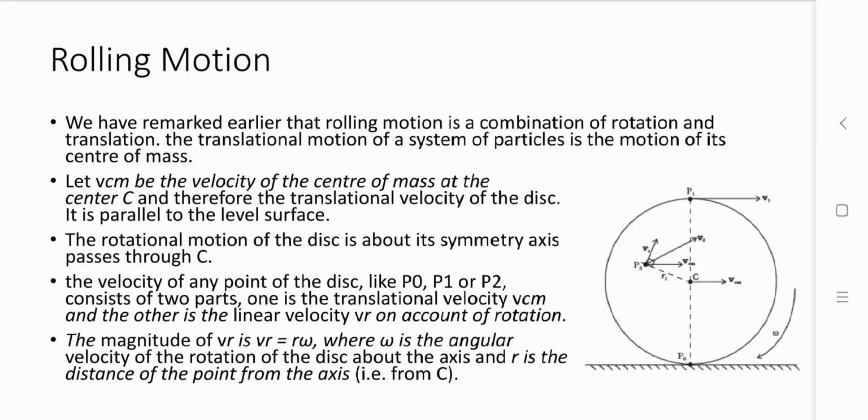Now the velocity of a point on the disk, P0, P1 and P2, consists of two parts: the translational velocity VCM and a linear velocity VR due to the rotation. So VR is R omega, where omega is the angular velocity and R is the distance of the point from its axis.